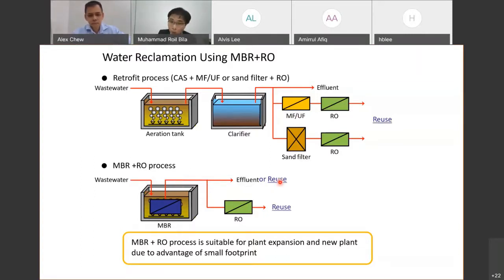Because the quality, basically the data from the membrane that I showed before, actually meets the requirement for showering, for bathing. So we can directly use the effluent without any further treatment, or without pre-treatment, we can send it to RO for reuse purpose. So MBR plus RO, reverse osmosis, is suitable for plant expansion and new plant due to the smaller footprint, also for the water use.